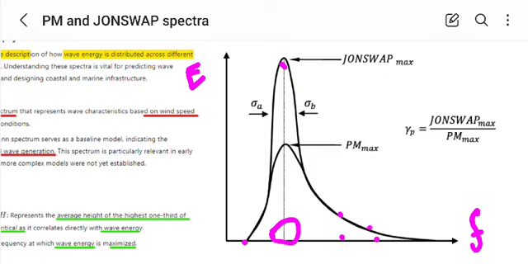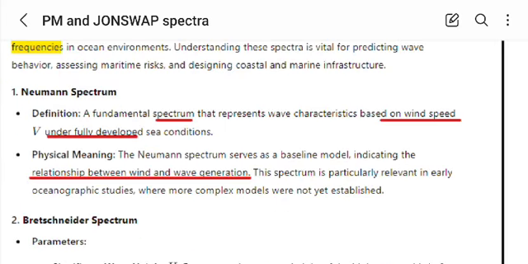For different frequencies, we have the energy, and how it is distributed is the wave spectra. Based on the wave energy, how it is distributed across different frequencies is called wave spectra.